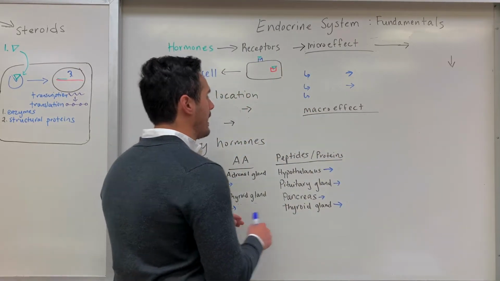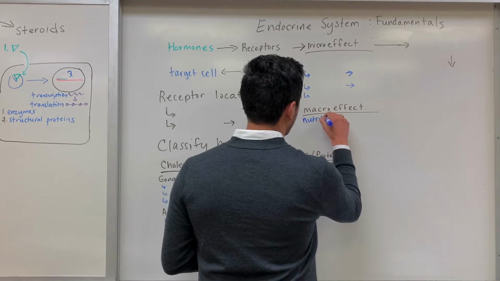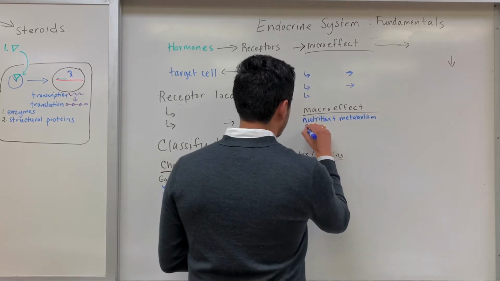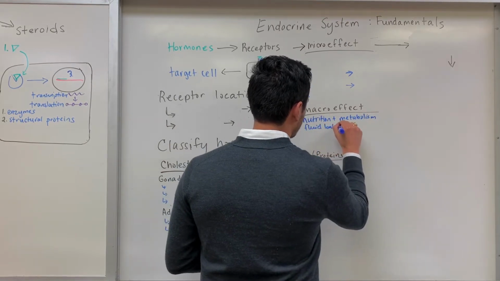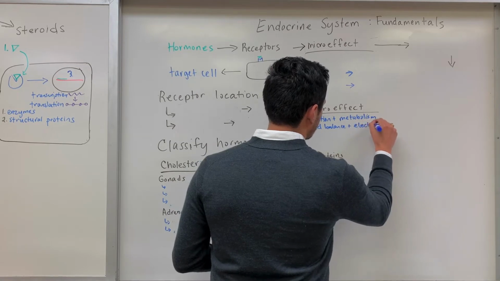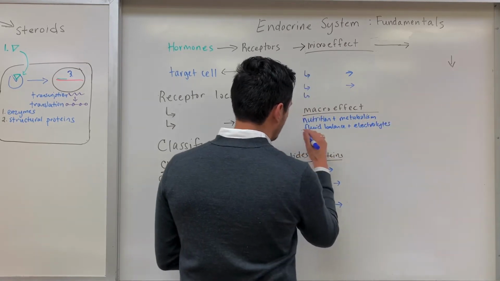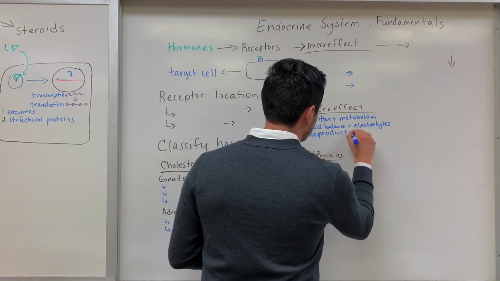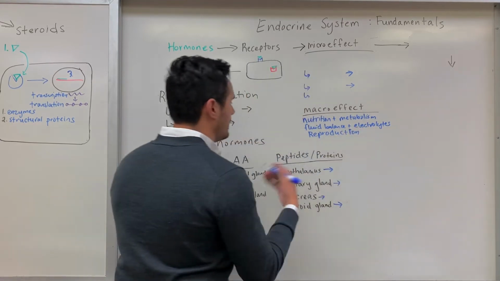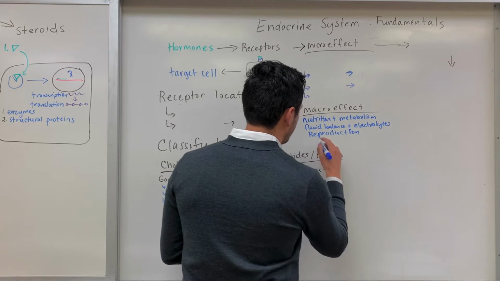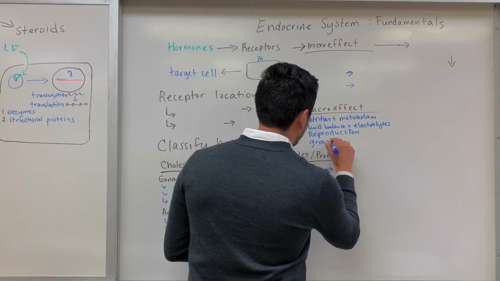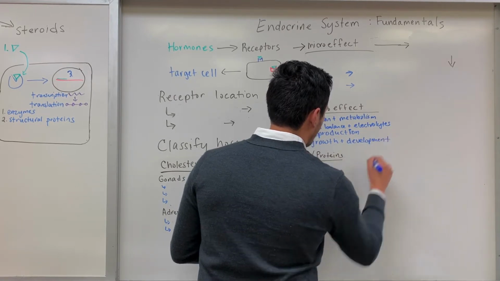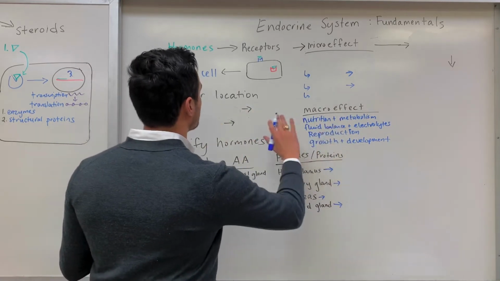And so the macro effect of some of the things that the endocrine system controls. First off, you have nutrition and metabolism, as well as fluid balance and electrolytes. It also helps to regulate reproduction. And another thing that it also helps to regulate is growth and development. Okay, so this is from the macro perspective.